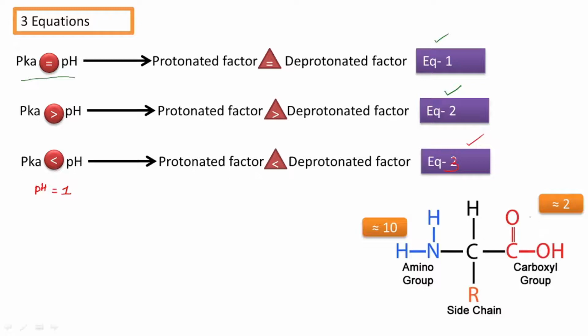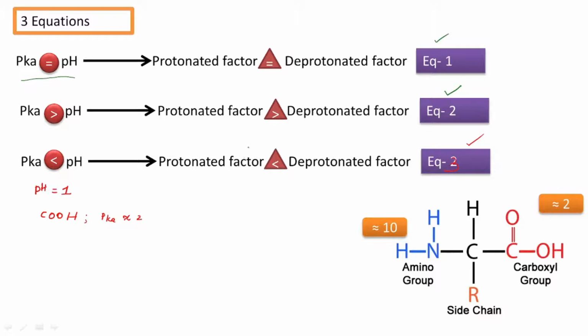For that, first we need to take the case of the carboxyl group, because pK1 is always referring to the carboxyl group, the acidic group. So if we consider the carboxyl group, we know its pKa value is approximately equal to 2. Then we need to look at these 3 equations. Here pKa is 2 and pH is 1. It is not equal, so this equation is not applicable. Then the next one: pKa is 2 and pH is 1, pKa value greater. Okay, this situation is applicable.